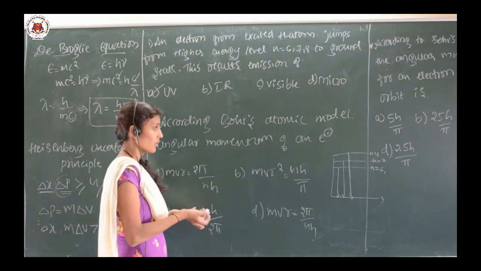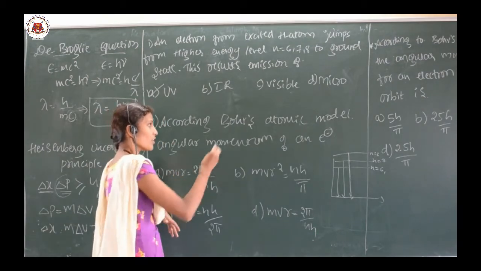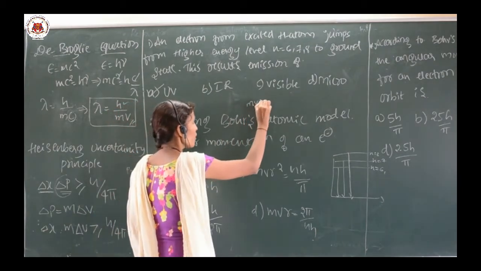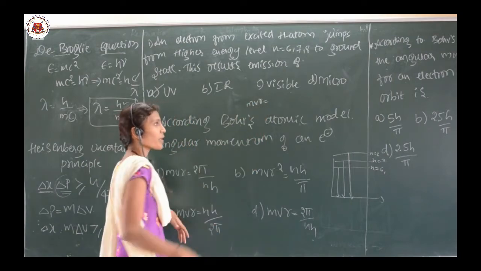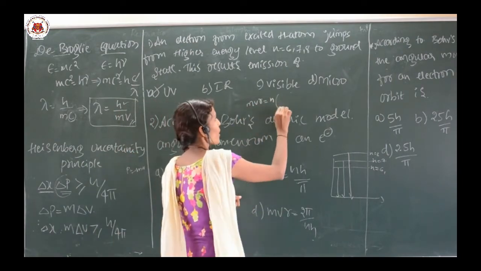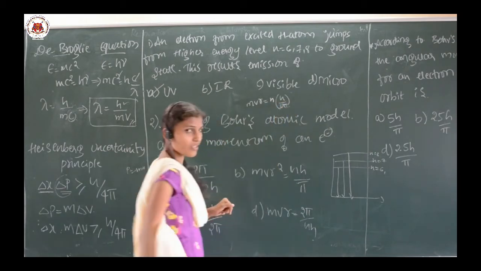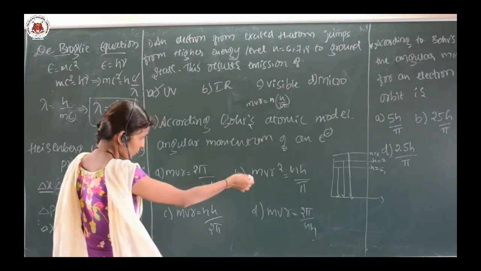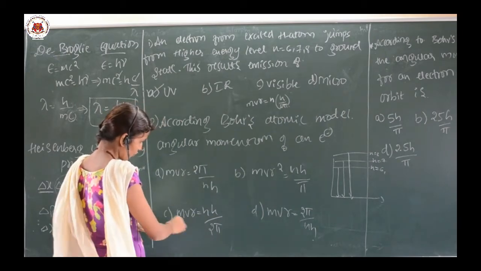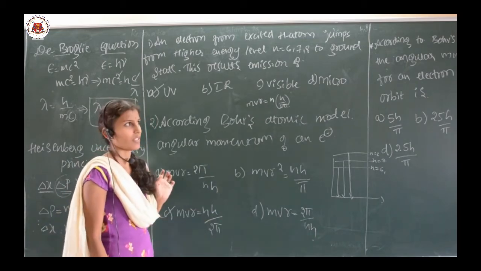From studying Bohr's atomic model, we know that the angular momentum is always an integral multiple of h upon 2 pi quantity. So, in this question the choice is that mvr equals nh upon 2 pi. So, this is the correct answer.